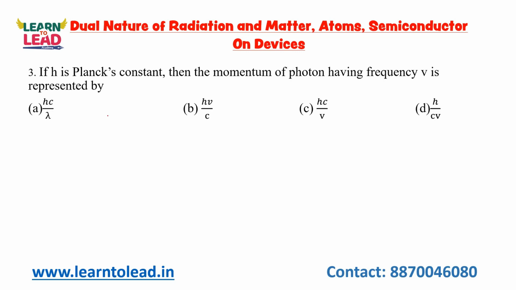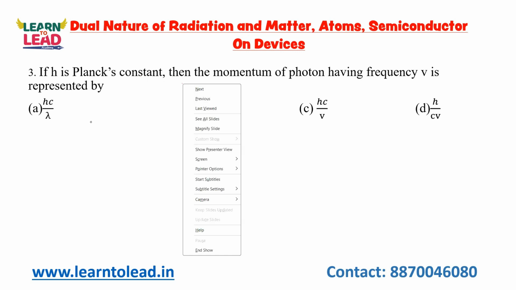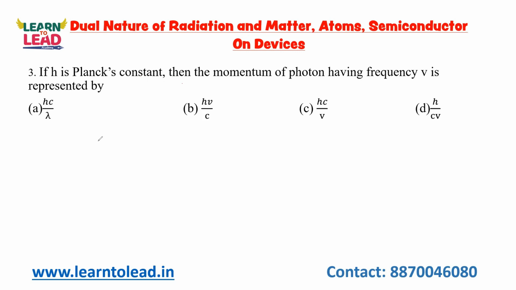Next, if h is Planck's constant, then the momentum of a photon having frequency nu is represented by what? Momentum is equal to mass into velocity, correct? Now we are studying the dual nature of radiation. Radiation means light, right? So what is the speed of light? c. So, p is equal to mc, can we write that? Right? Now, I'm multiplying and dividing by c.